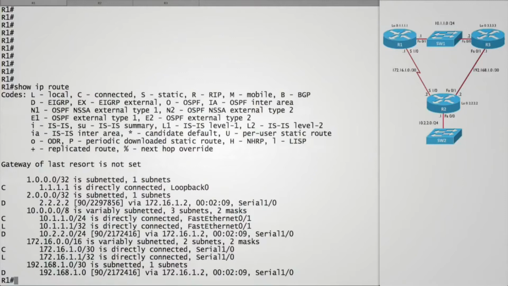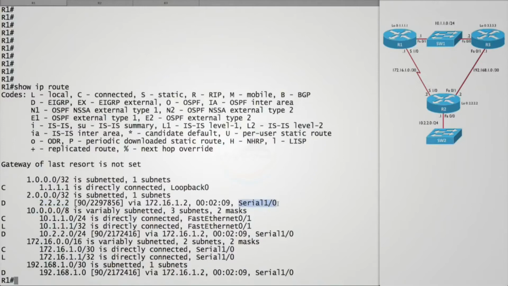And also notice if I'm going down to R2's loopback interface of 2.2.2.2, I would expect to go over to R3 and then down to R2. In other words, I would prefer to stay on the LAN instead of going across a WAN link, but this output is showing me that I'm going over that serial link.